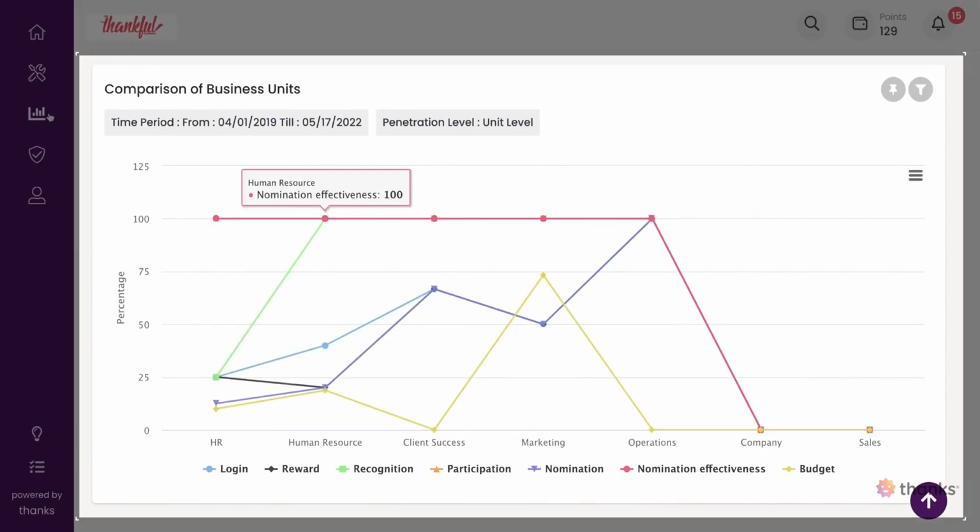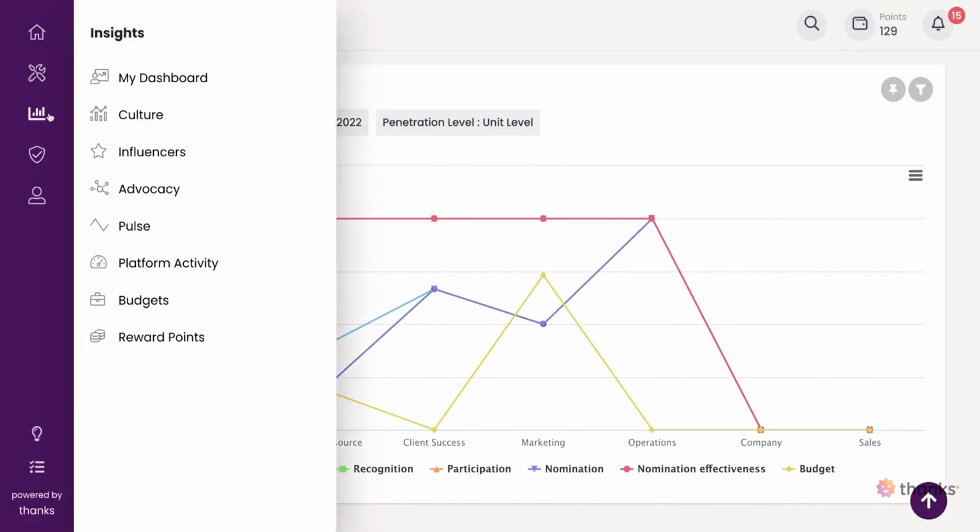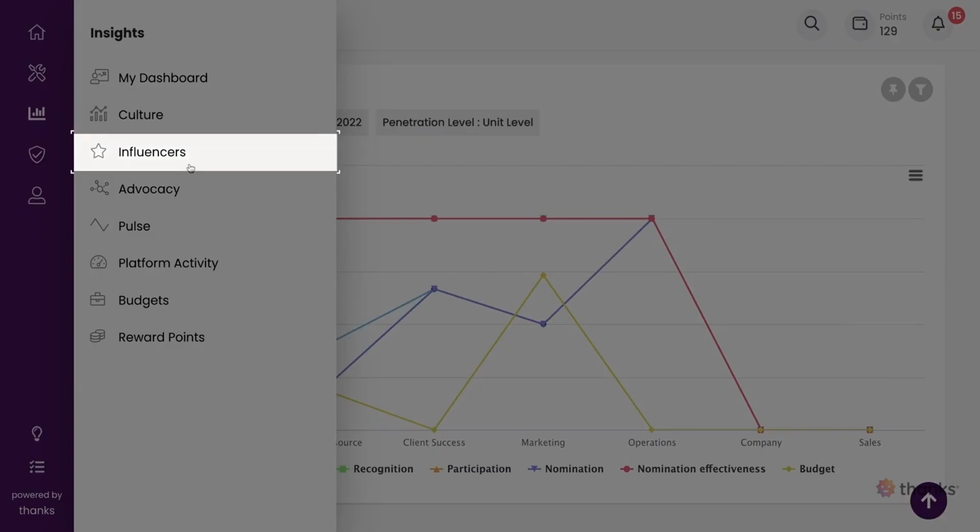On the x-axis, you can see the names of all business units, while the y-axis gives you the percentage of various parameters like the employee logins, budget utilization, recognition activities, and so on. We now move on to influencers. This page helps you discover the top influencers of your company culture.